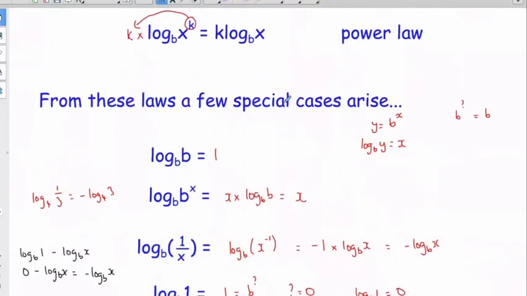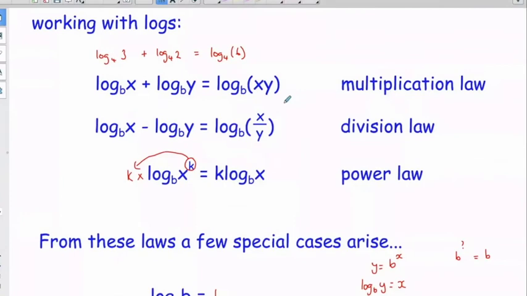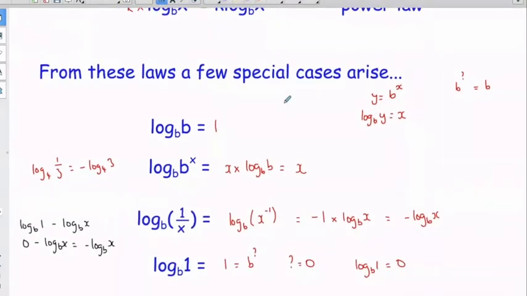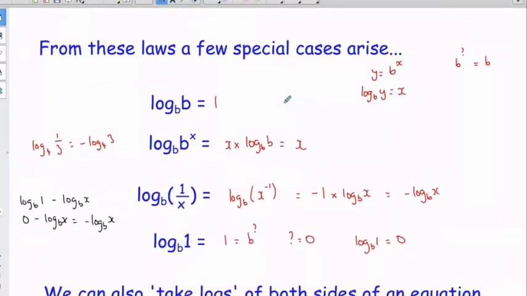So just to go over that again, you've got your three laws here: the multiplication law, the division law, the power law. You've got some special cases which will crop up a lot in your work. Remember, you've got your calculator though, so if you forget what log to the base 7 of 7 is, you can just work it out on the calculator. The only problem you'd have is if you had unknowns, like log to the base p of p, you wouldn't be able to type that in your calculator. So they are useful to be able to learn.